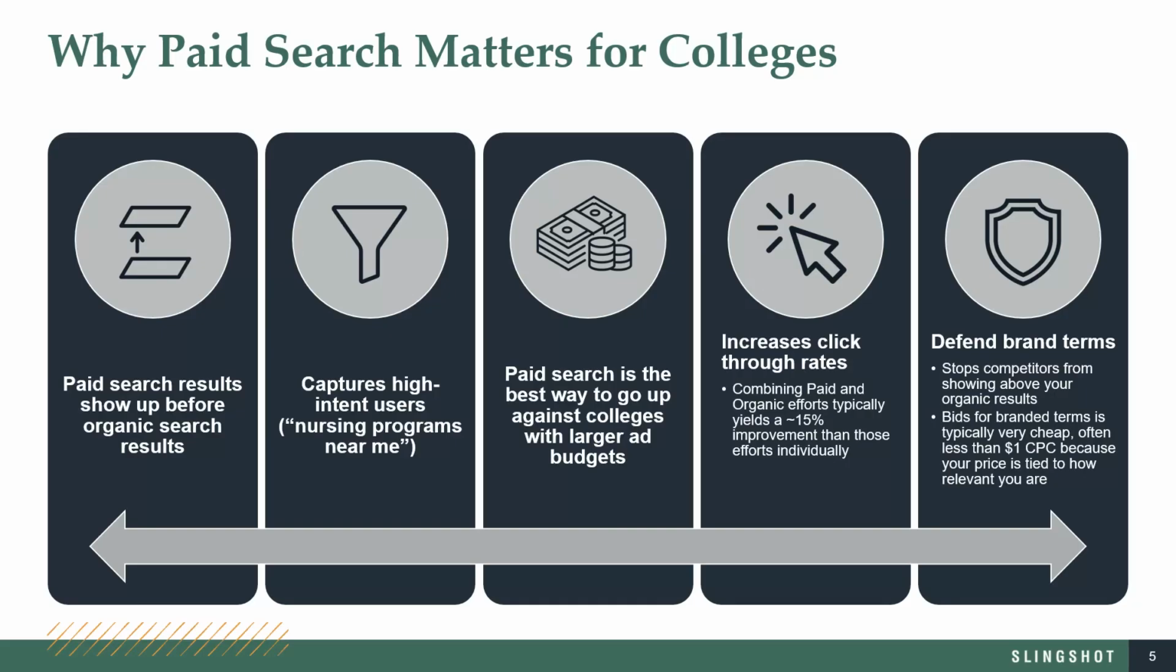And then the last one is being able to defend your brand terms. This is really key. We don't want other colleges or other programs to be able to showcase their ads when somebody is looking for your specific brand name. We want to be able to defend that, so that your ads are always showing number one on those brand name results. And we usually see that it's typically a lot cheaper for you to bid on your own brand name because you're the most relevant, because it's your name. While other people can show on it, it's going to cost them a lot more. So we want to use a little bit of money to help defend those brand terms.